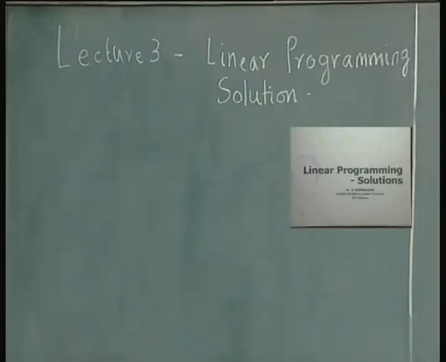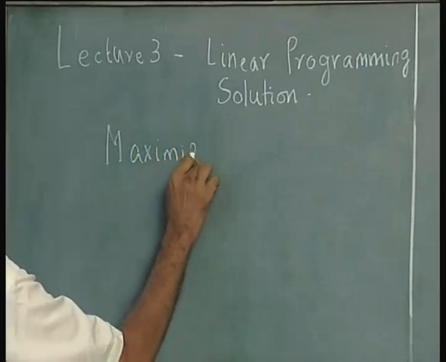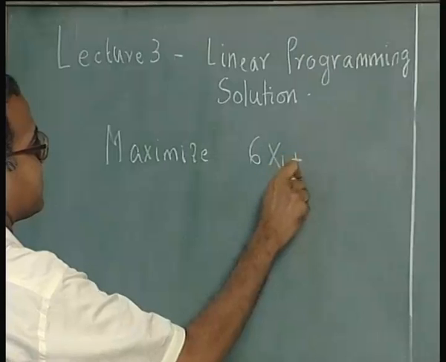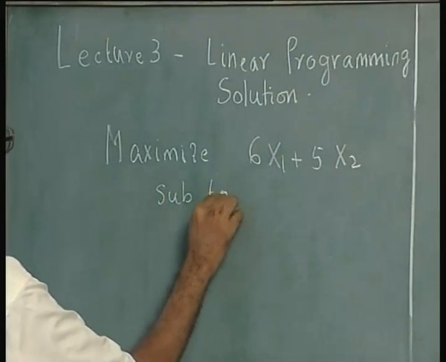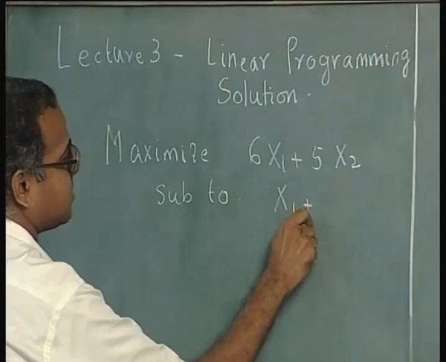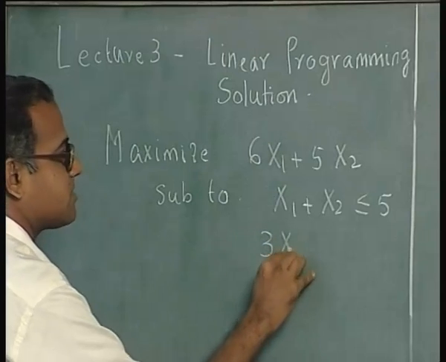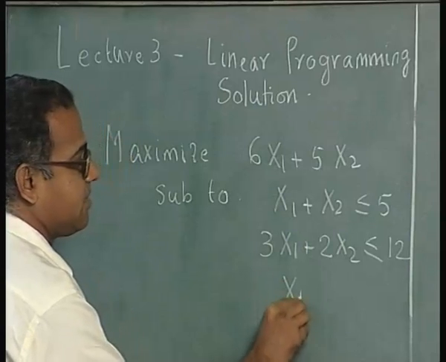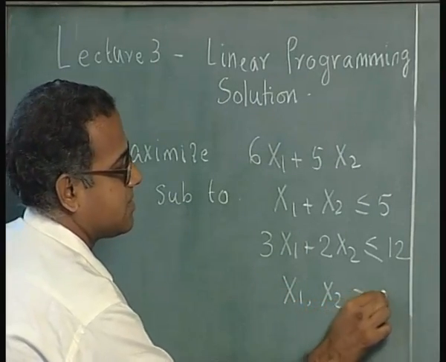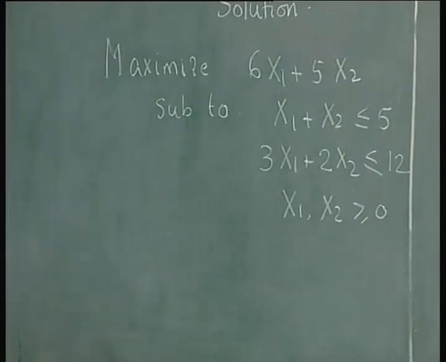The problem that we will take up is to maximize (6x1 plus 5x2) subject to x1 plus x2 less than or equal to 5, 3x1 plus 2x2 less than or equal to 12, x1 x2 greater than or equal to 0. You may recall that this is the problem that we formulated in our first example. We will first see the graphical method to solve this.